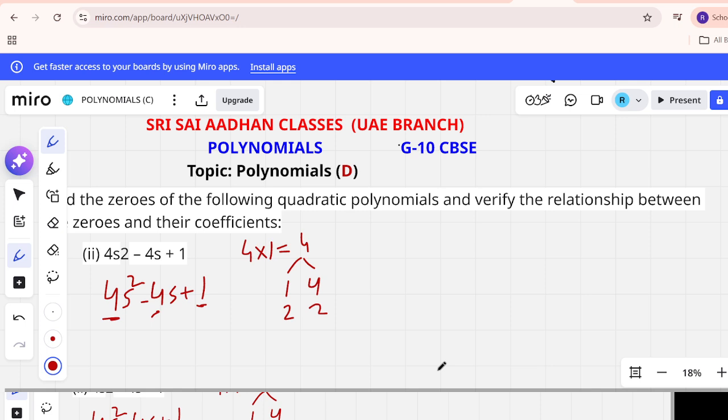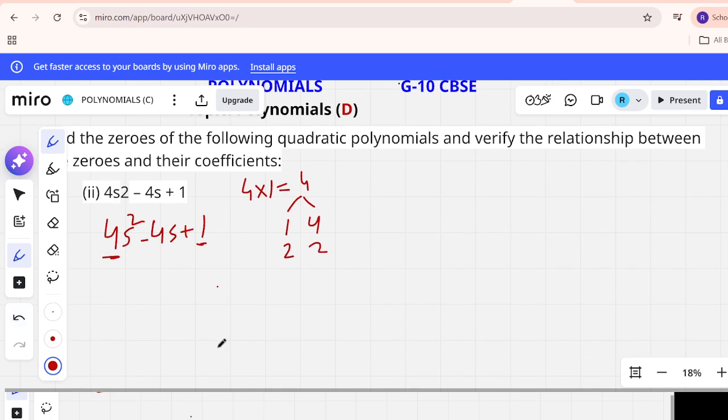The topic we were discussing is polynomials, grade 10 CBSE part D. Now you can see the question asks you to find the zeros of the quadratic polynomial and verify the relationship between the zeros and the coefficients. The question given to you is 4s square minus 4s plus 1.